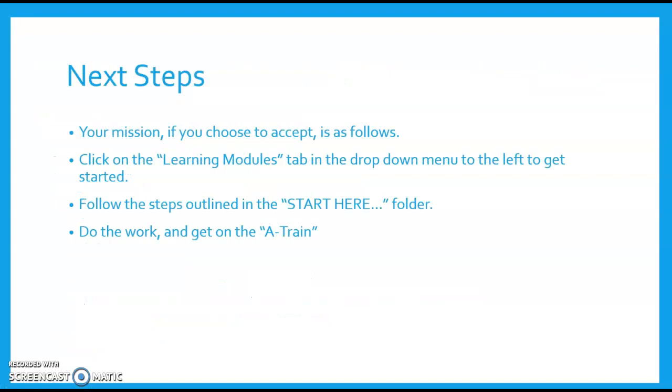So the next step, your mission, if you choose to accept it: over to the pull-out menu on the side of your screen. As you're looking at your screen, it'll be on the left-hand side. Go to the Learning Modules tab, and when you open that up, you'll see Start Here. It's a folder at the very top. Go in, start there, work your way through that, and then go ahead and go through the modules step by step. There'll be other videos to help you through the process. Do all the work in the class as outlined, and get on the A train and earn yourself that A.